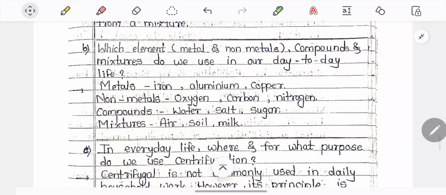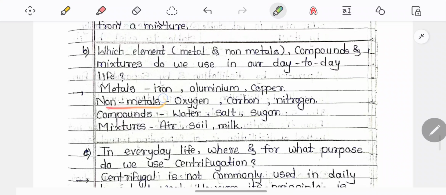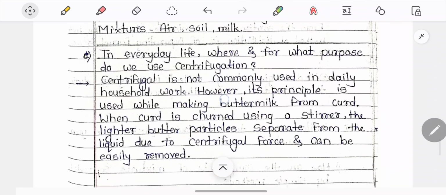Now question B: which element, metal or non-metal, compounds and mixtures do we use in our day-to-day life? Metals: iron, aluminium, copper. These metals we are using in our day-to-day life. Then oxygen, carbon, nitrogen, these are the non-metals we use in day-to-day life. Compounds like water, salt and sugar, and mixtures like air, soil and milk. So these are the metals, non-metals, compounds and mixtures that we use in our day-to-day life.